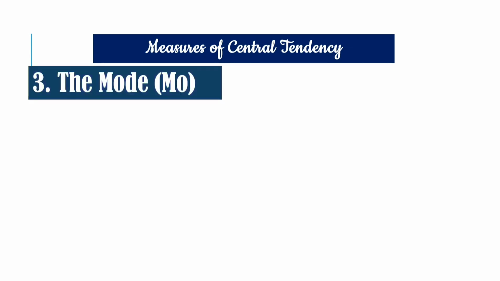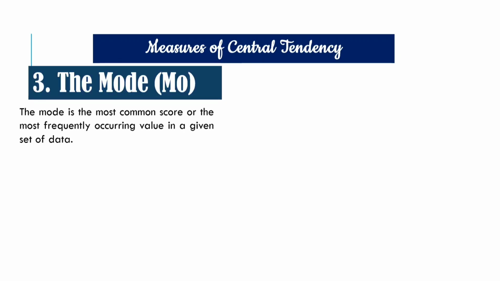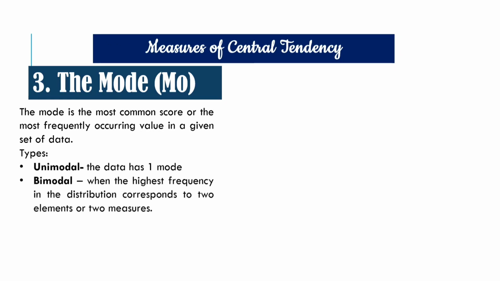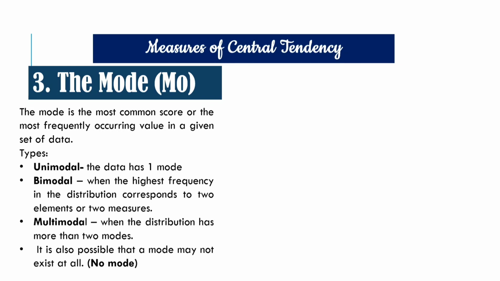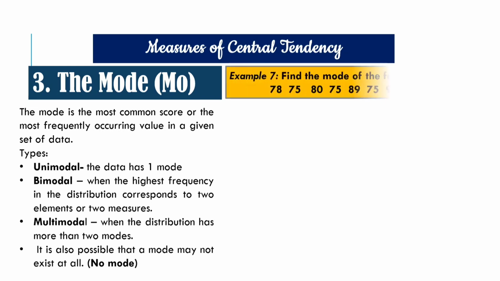The third measure of central tendency is the mode. The mode is the most common score or the most frequently occurring value in a given set of data. So there are different types: unimodal if the data has only one mode, bimodal if it has two modes, and multimodal if it has more than two modes. It is also possible that a data has no mode.